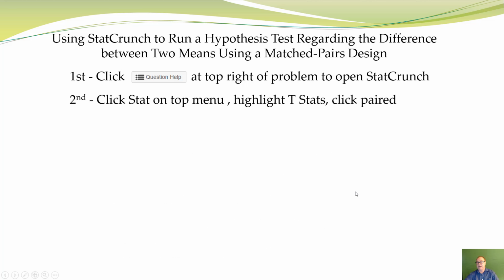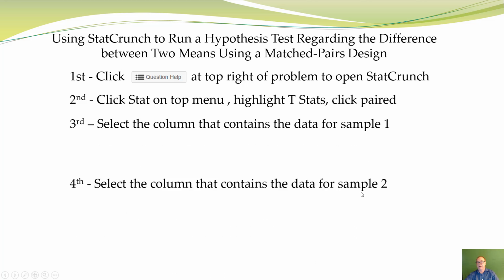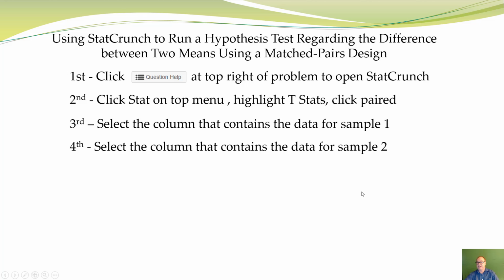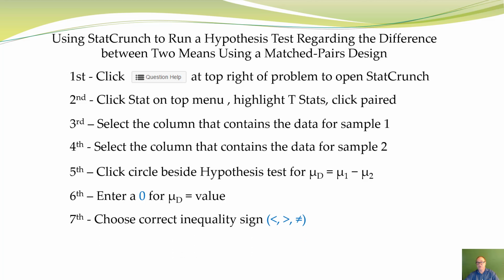Then click Stat in the top menu, highlight T Stats, click Paired, select the column that contains the data for sample 1, and select the column that contains the data for sample 2. Click the circle beside hypothesis test for mu D equals mu 1 minus mu 2. Enter 0 for the mean of the difference. Choose the correct inequality sign: less than for a left-tailed test, greater than for a right-tailed test, not equal for a two-tailed test.